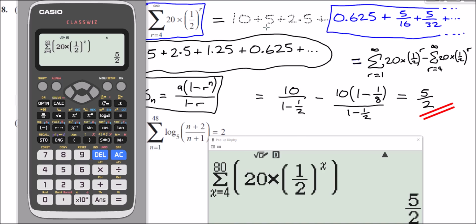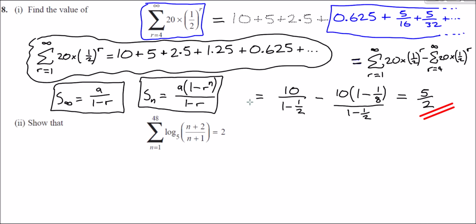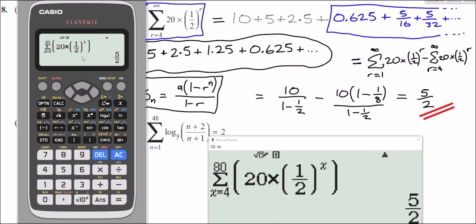At best, because the examiner isn't saying here you must show that or use a particular method, the question is literally just find the value. You found it, and that's a really easy free marker if you know that sort of tip with a calculator. That's a massive, almost hack, really.